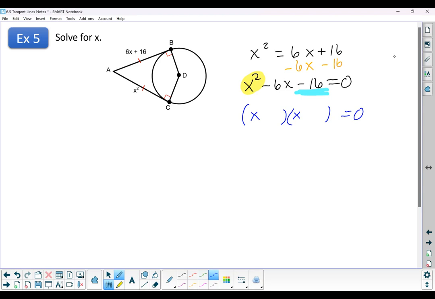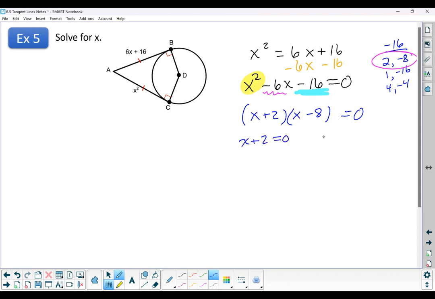The factors of negative 16: we could have a plus and a minus. We could have 2 and 8. We could have 1 and 16. We could have 4 and 4. We're looking for a combination. I could switch all of those signs as well. We're looking for a combo that gives us negative 6. So that's our combo: x plus 2 and x minus 8. Each factor gives us one of our answers.